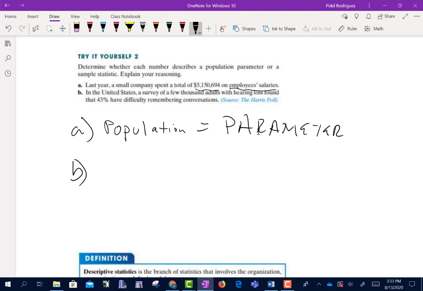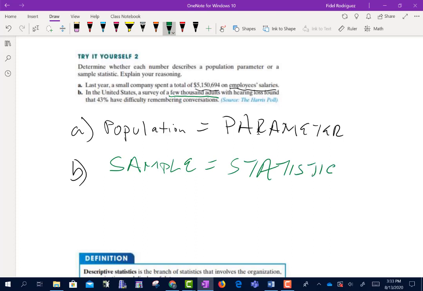Part B says, in the United States, a survey of a few thousand adults with hearing loss found that 43% have difficulty remembering conversations. Did they survey everybody? No, they only surveyed a few thousand. So they surveyed a sample, which again means that we have a statistic.